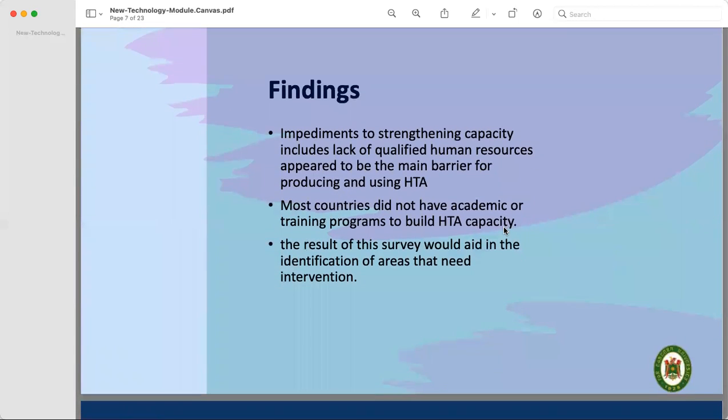Other findings include impediments to strengthening capacity, which includes lack of qualified human resources, which appeared to be the main barrier for producing and using health technology assessments. In employing or in utilizing health technology, of course, we would need manpower who are capable, who are knowledgeable, who are well versed in using those technology.